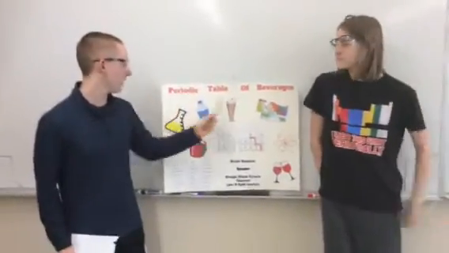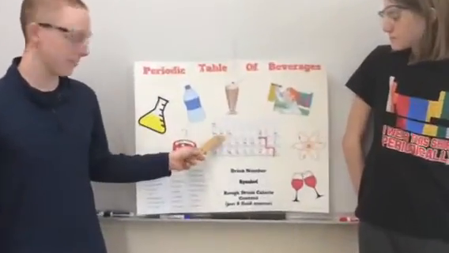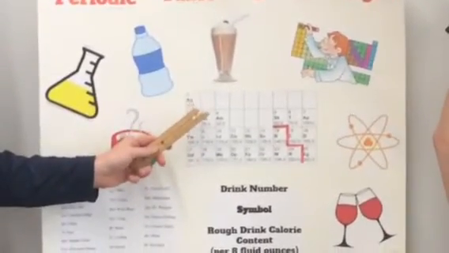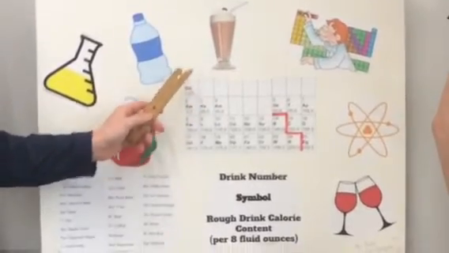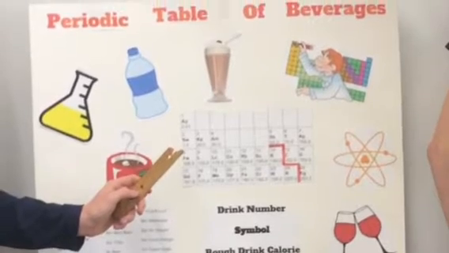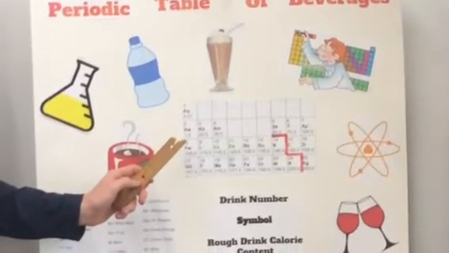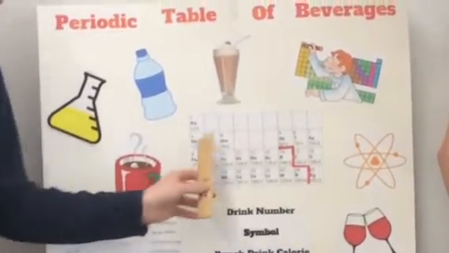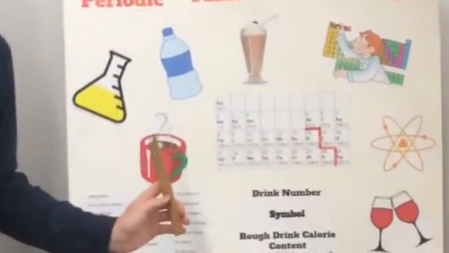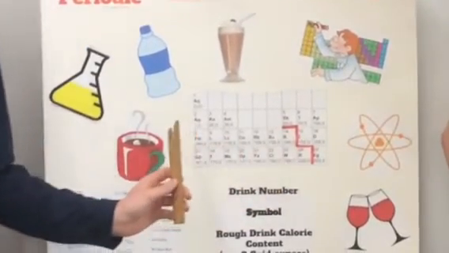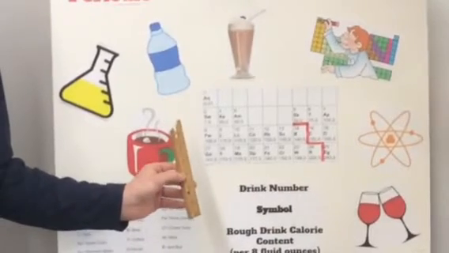We made the periodic table of beverages based on similarity and calorie content. The drinks in each column share some characteristics, forming families, as in the actual periodic table. Beverages are also arranged horizontally based on the amount of calories per 8 fluid ounces. Calories increase as you move from left to right, as in the actual periodic table.